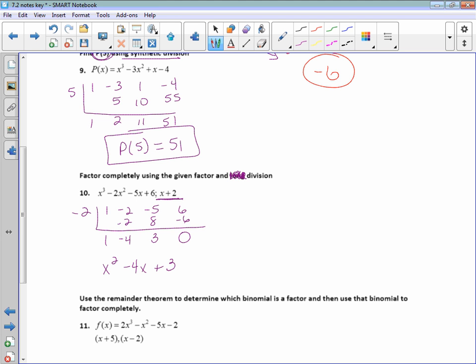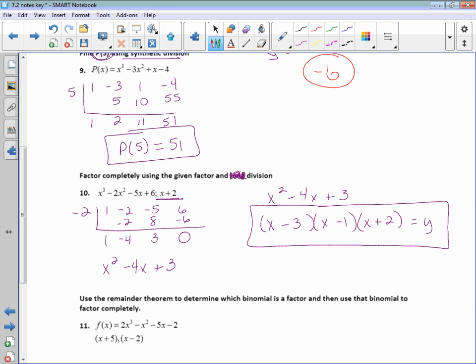Yeah. What do the directions say? Factor completely. So I now need to factor this x squared minus 4x plus 3. So what does that factor into? x minus 3, x minus 1. And if you're factoring completely, you have to include the given factor. So I have to also have my x plus 2. That is your final answer. If I multiply those 3 factors together, I'd get back to what I started with. Okay?